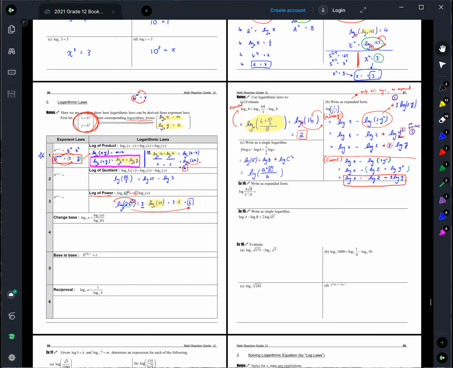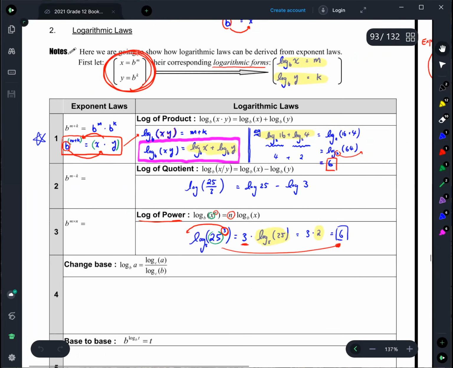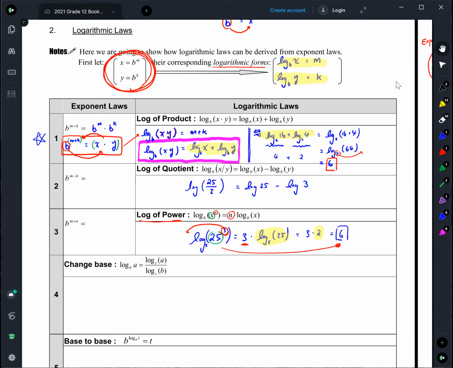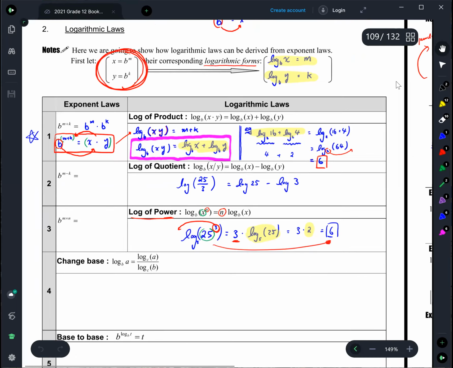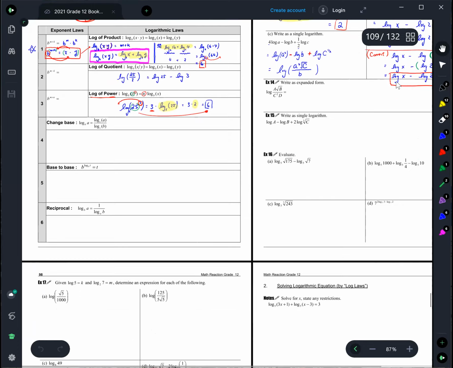The last time we talked about the 3 log laws, which can turn multiplying of the inside into adding, or dividing into subtracting. And also the exponent can be brought down to the front, right? So today we'll look at other kinds of questions that also use the law to help you solve.